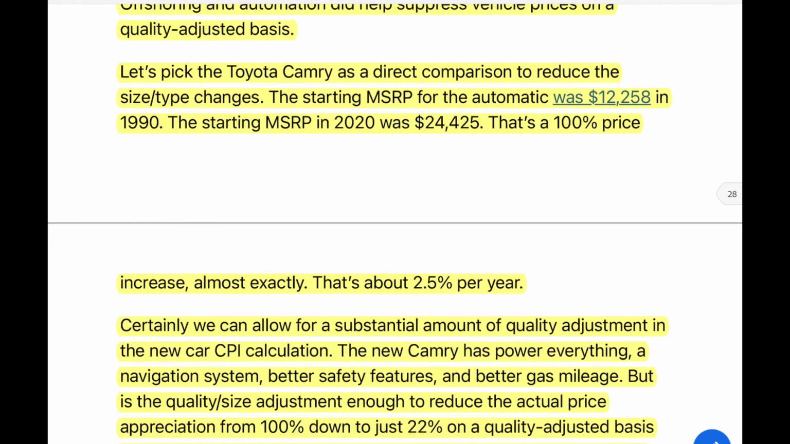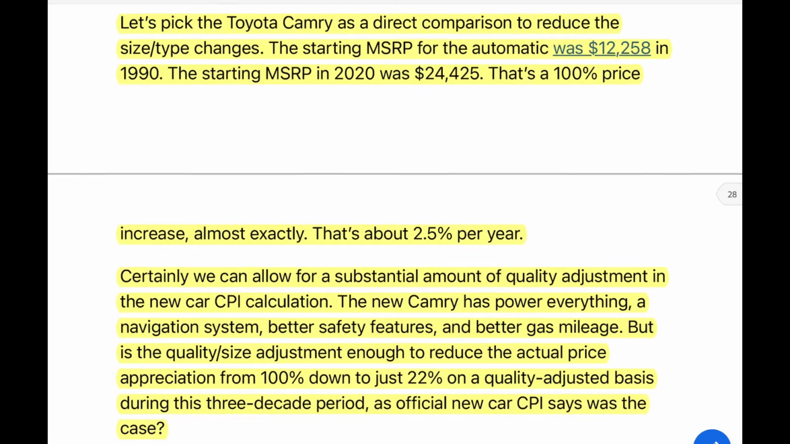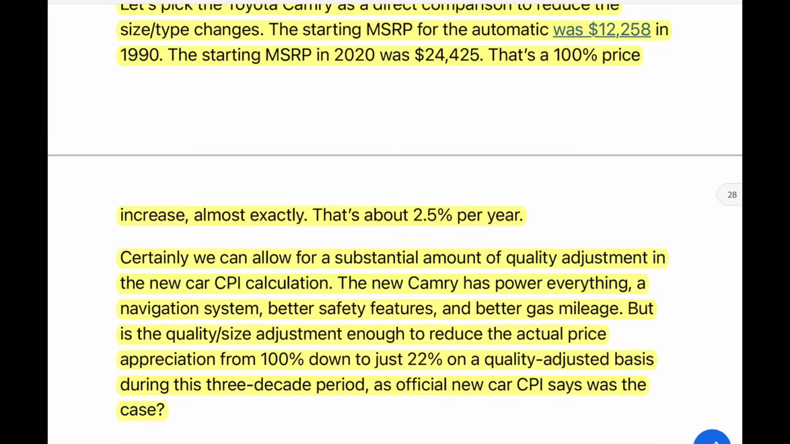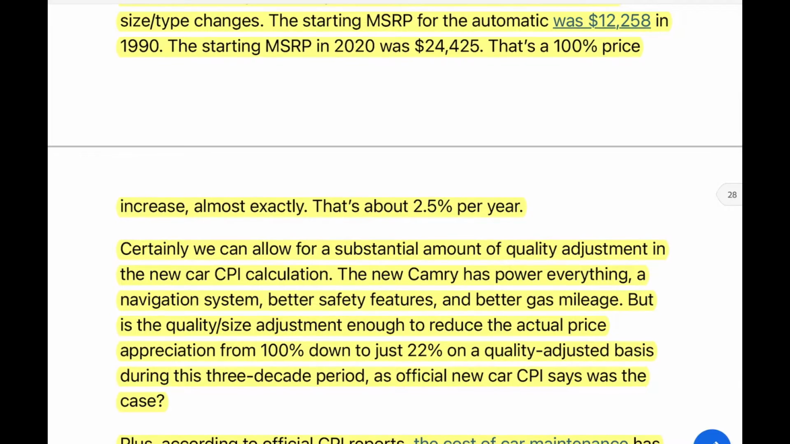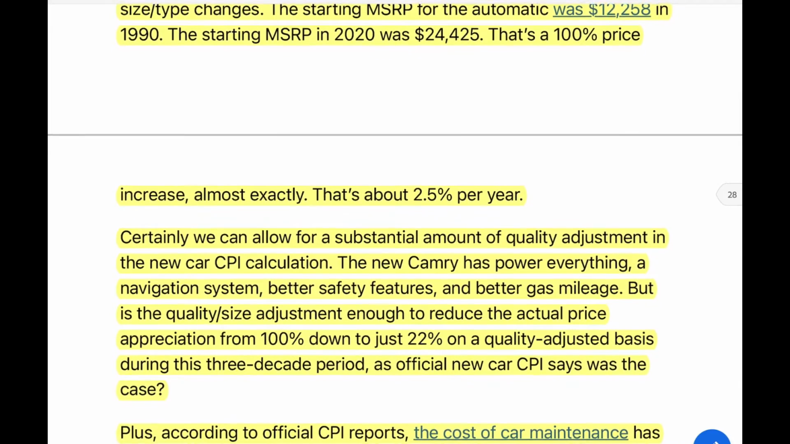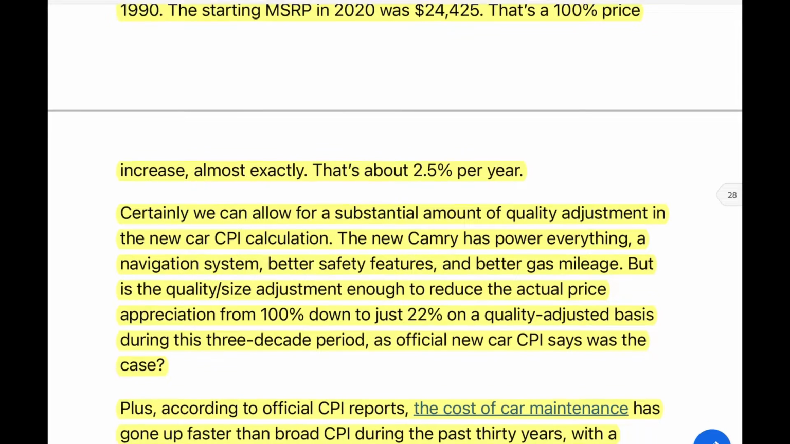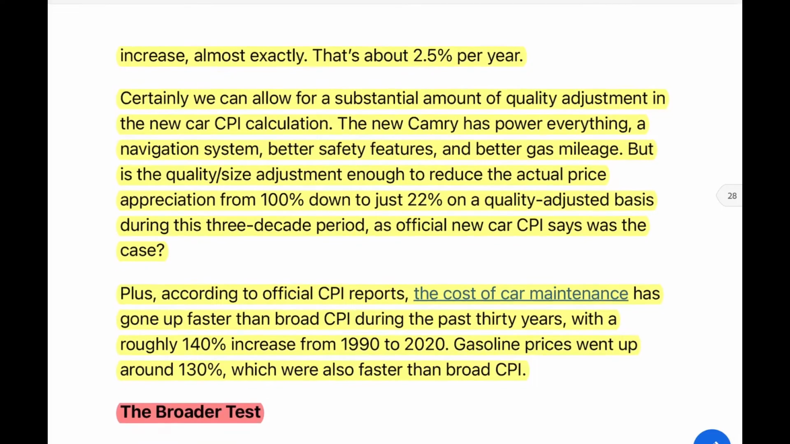So let's pick the Toyota Camry as a direct comparison to reduce the size and type changes. The starting MSRP for the automatic was $12,258 in 1990. The starting MSRP in 2020 was $24,425. That's a 100% price increase, almost exactly. That's about 2.5% per year.